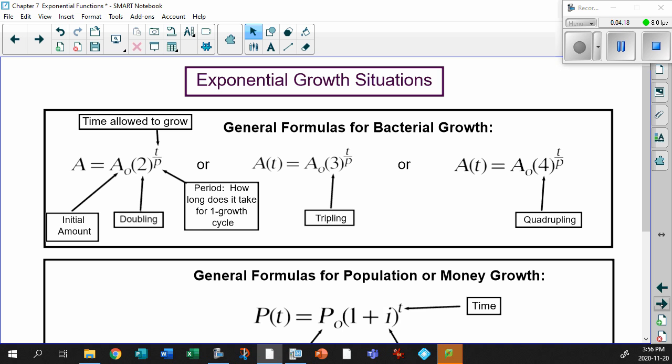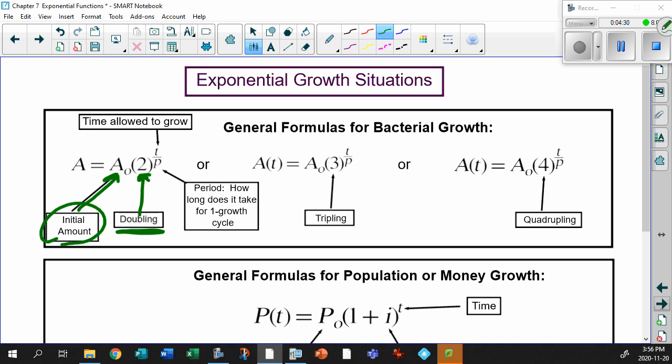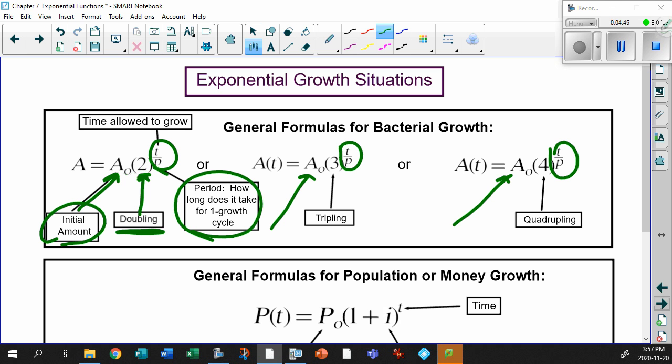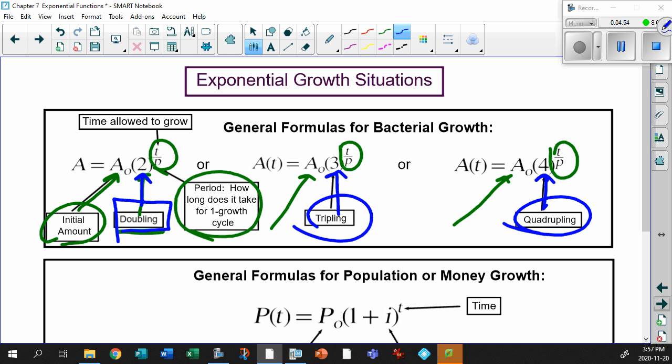So when we're talking about exponential growth situations, here's the neat thing. Look, if you're doubling, that factor becomes a 2. There's your initial amount. As always, initial amount, no matter what you're doing. Your time allowed to grow over the period for one growth cycle is always t over P. And then the only thing that's different is this. Are you doubling? Well, then that's 2. Are you tripling? Then that's 3. Are you quadrupling? Then that's 4. Are you halving? Then it's decay. You see how it works? Nice, right? But does that work for everything?